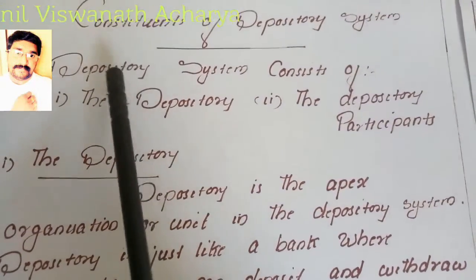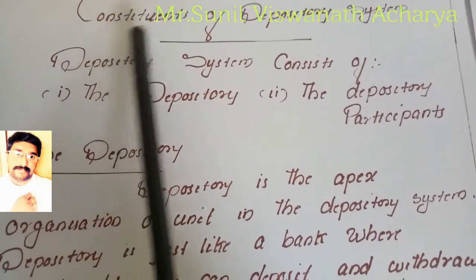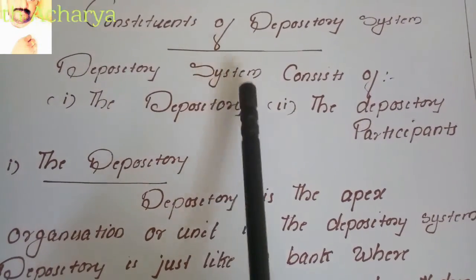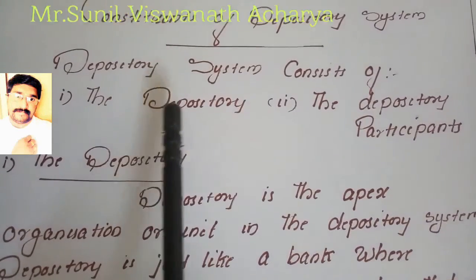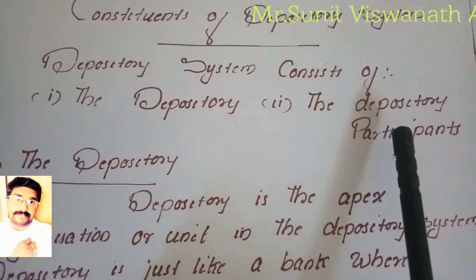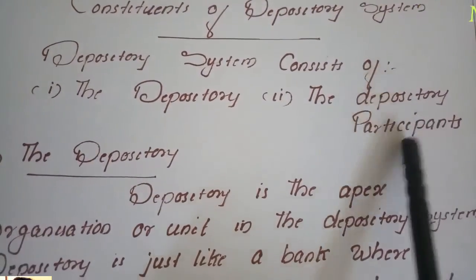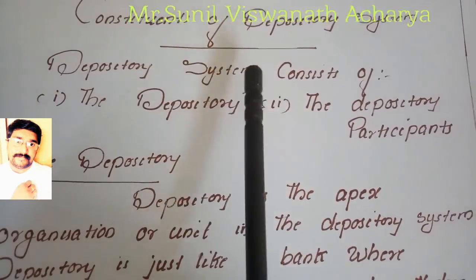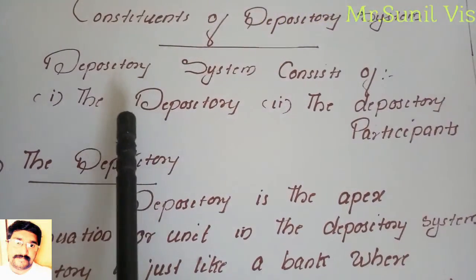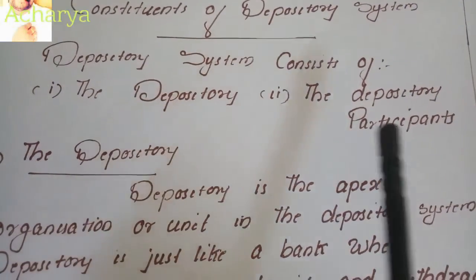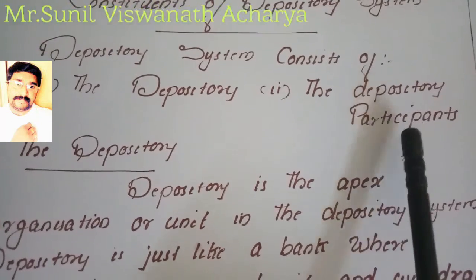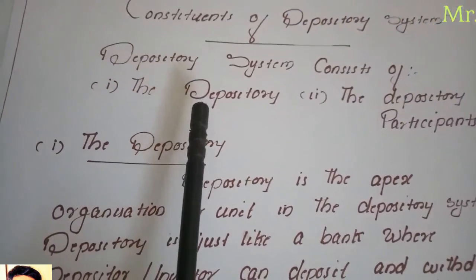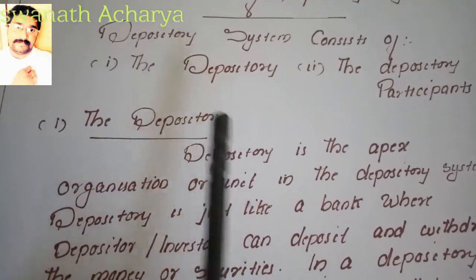Hi dear students, today we are discussing the constituents of the depository system. There are two constituents of the depository system: one is the depository, and the second is the depository participants, or DP. First, we can discuss the first constituent of the depository system, that is the depository.